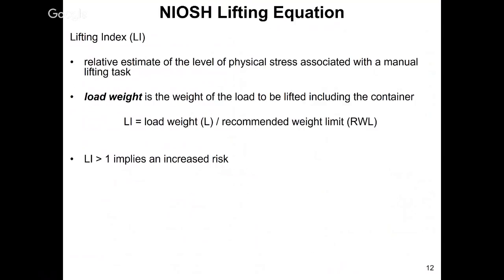After you've calculated your recommended weight limit, you're going to compare it to the actual load that you are lifting. So if you get a recommended weight limit of, let's say, 15 pounds, and the load weight that you are lifting is 30 pounds, then you're going to get a lifting index of 2. And as this shows, anything over 1 implies increased risk. So you want to try and keep it below 1.